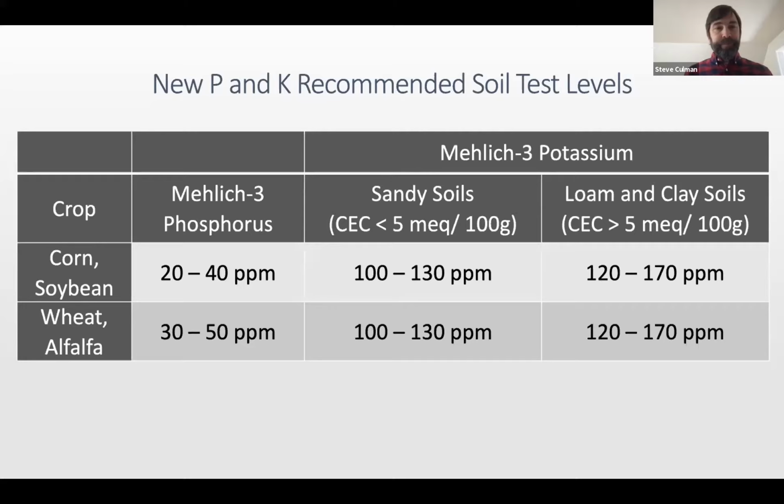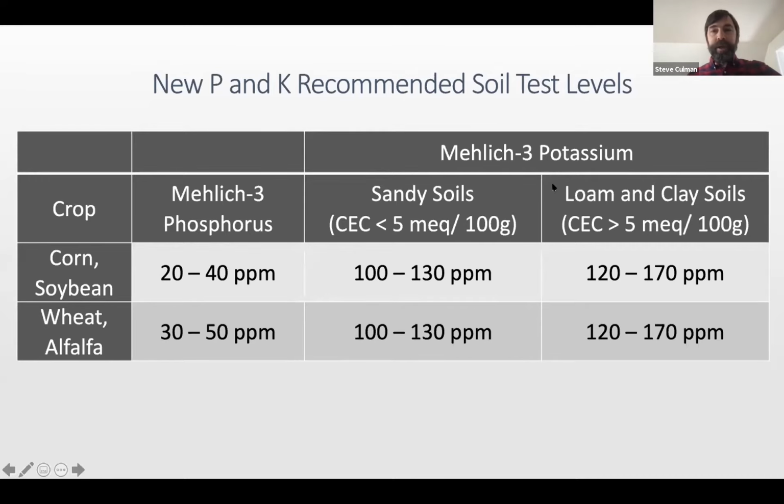One of the changes that we've made is we've moved completely to Mehlich-3. For phosphorus, it used to be based on Bray P, and for potassium and other cations, it used to be based on ammonium acetate. But now we're aligning our recommendations to what soil test labs are running as the default extractant, which is this Mehlich-3 extractant, okay? For phosphorus for corn and beans, it's 20 to 40 parts per million. That's really the optimal place that we recommend you keep your soil test levels at.